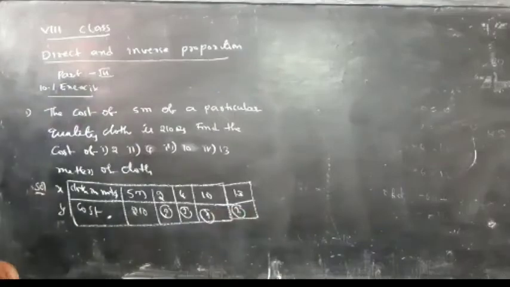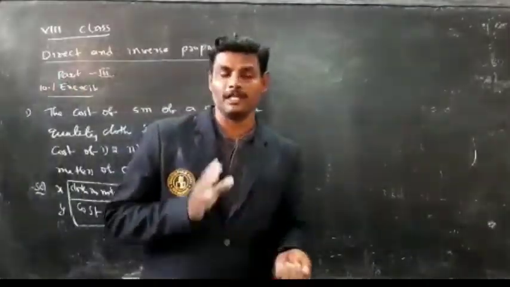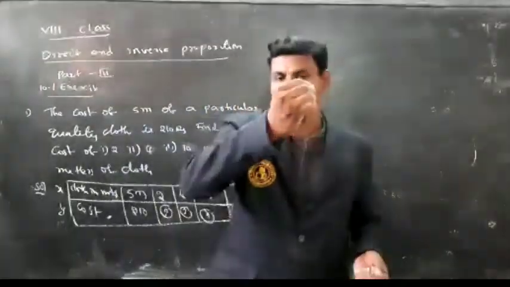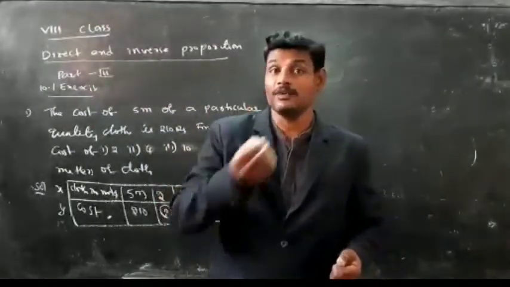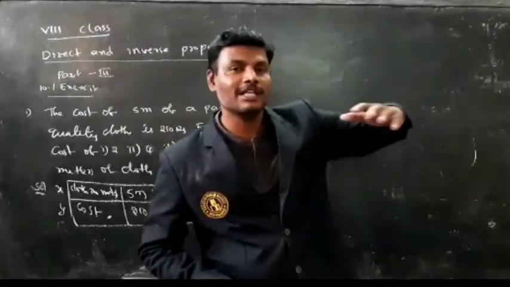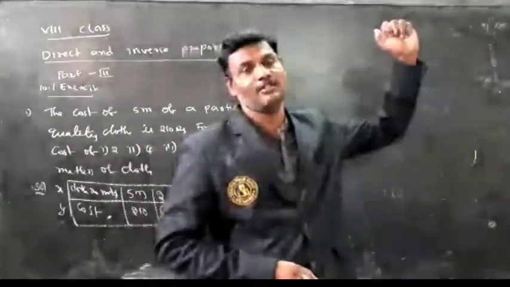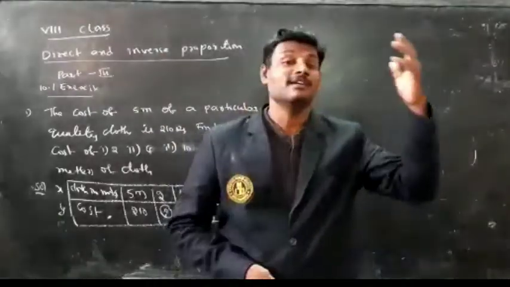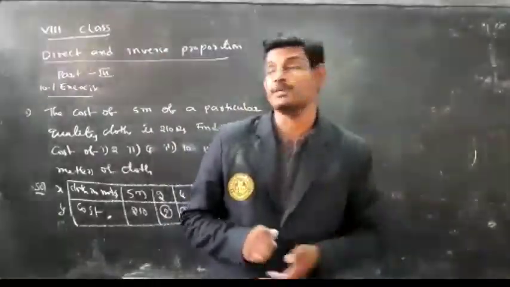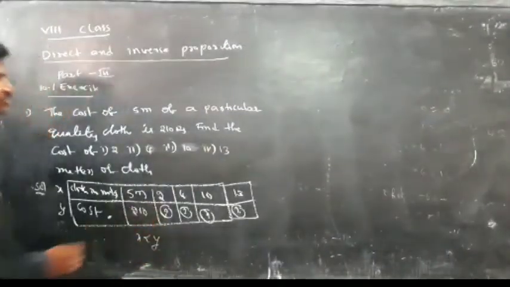Cloth and cost are always in direct proportion. For example, if 2 meters cloth is 10 rupees, then 4 meters cloth is 20 rupees. If the length of the cloth increases, the cost of the cloth also increases. So cost and cloth are both in direct proportion. So here we can write x is proportional to y.